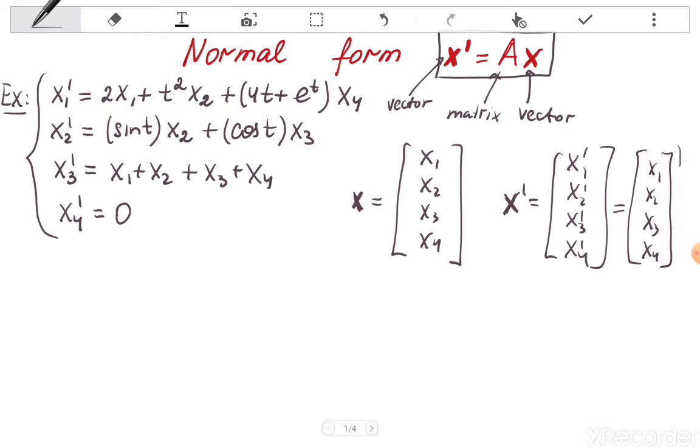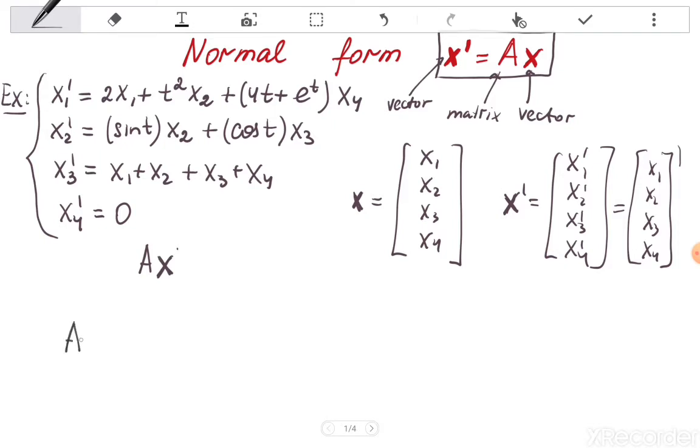And let me show you how we can write this system, this example, in normal form. So on the left side you see this vector x prime, and this part on the right hand side is some matrix A times the bold x. So we need to find what the matrix A is. And the matrix A, of course, consists of the coefficients of the functions.